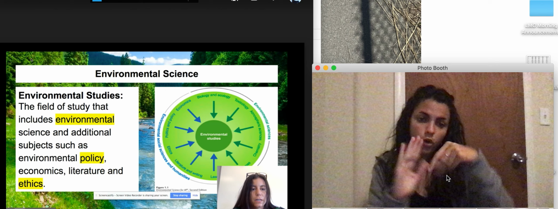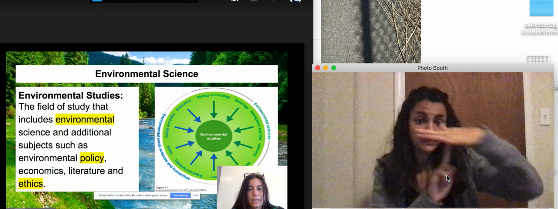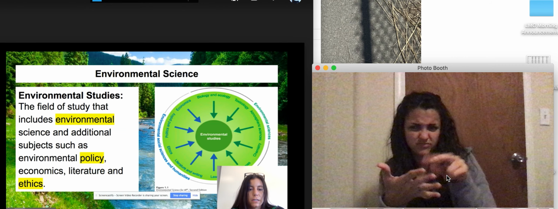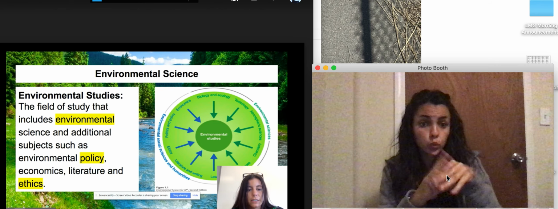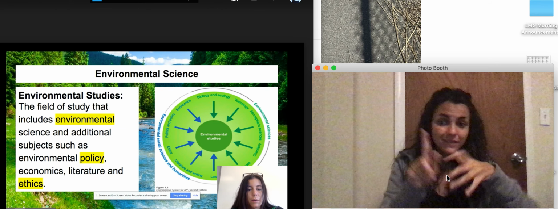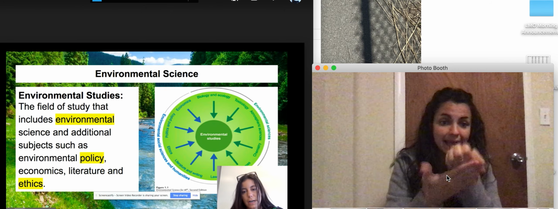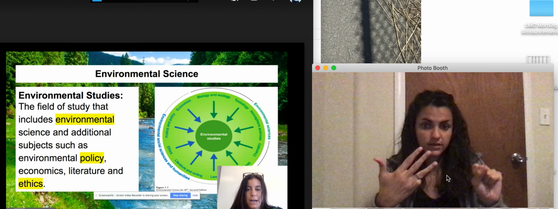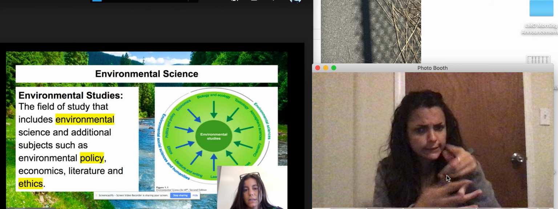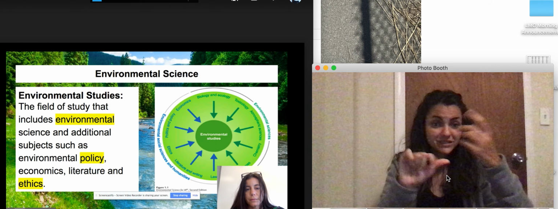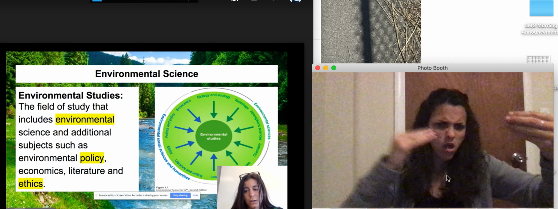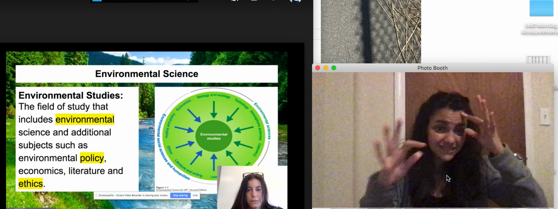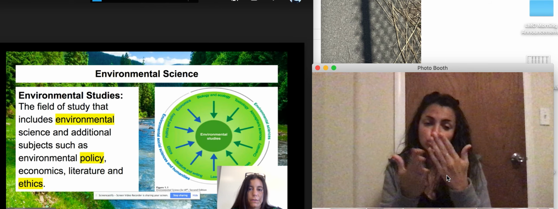All right, environmental studies. So environmental science, and now what exactly is environmental studies? It's a field of study that includes environmental science and additional subjects such as environmental policy, economics, literature, and ethics. Now, if you were interested in going into the field of environmental science, it's not just the environmental scientist who's out in the field. It also gets into ethics, into law.